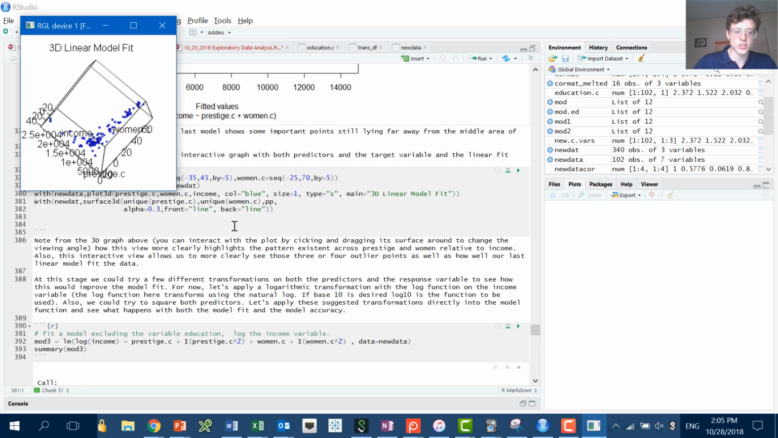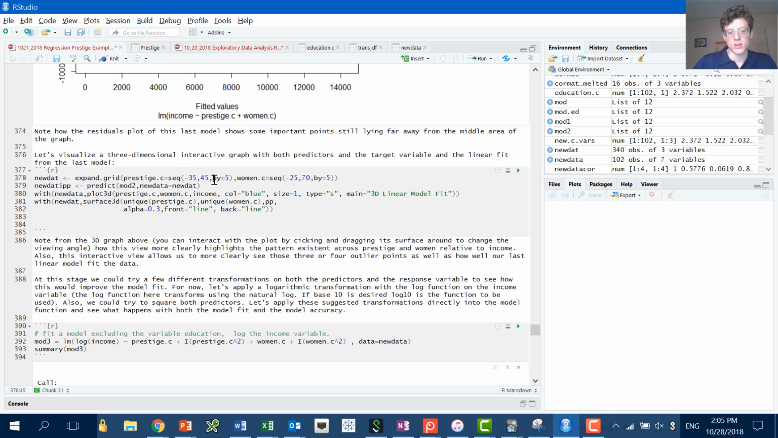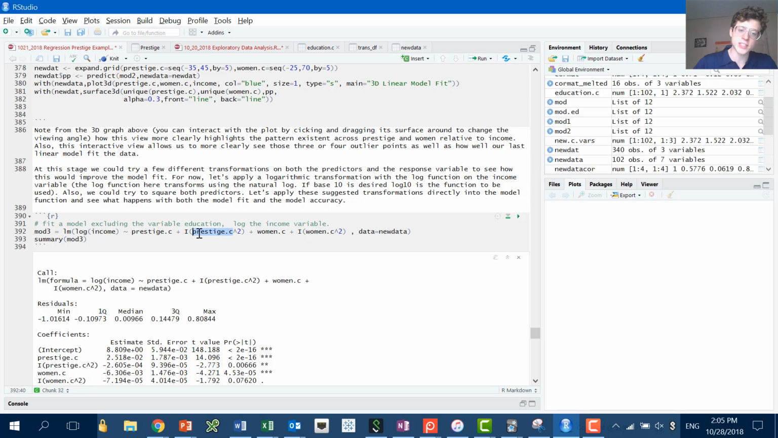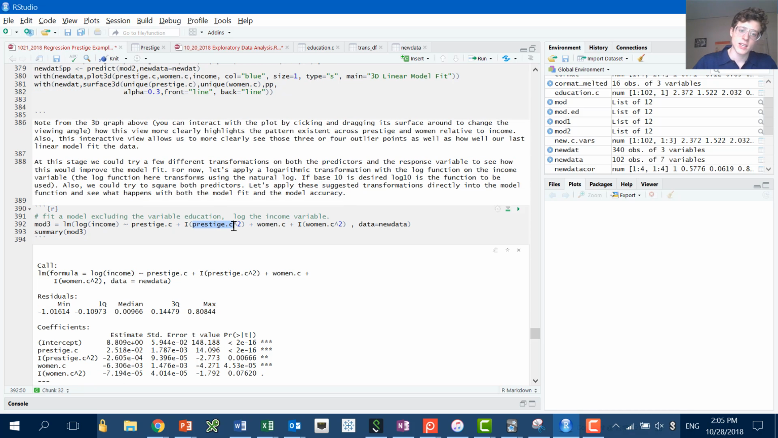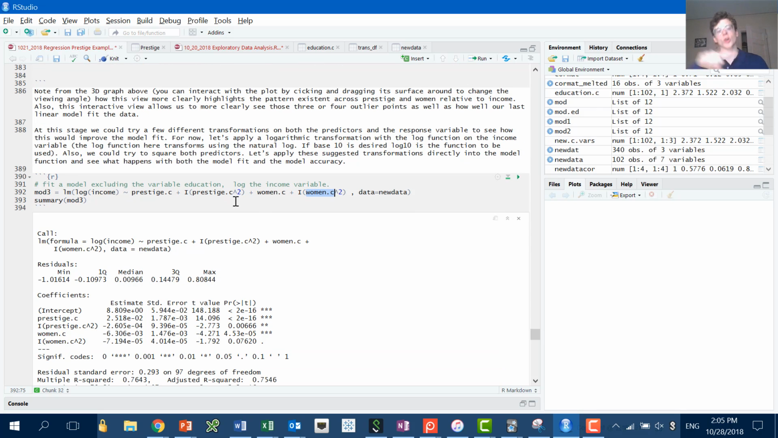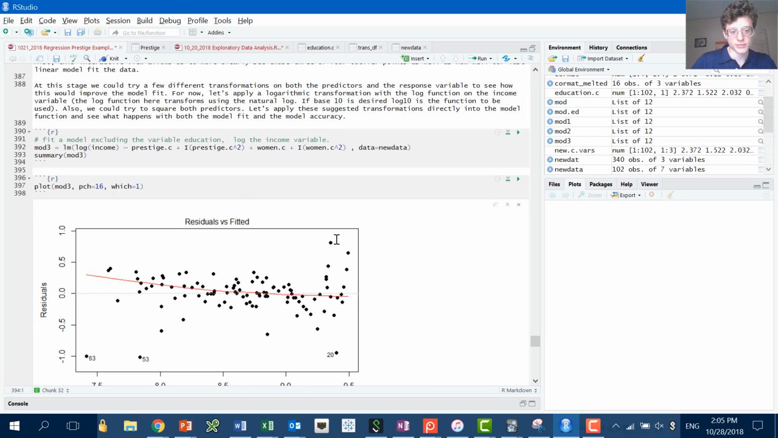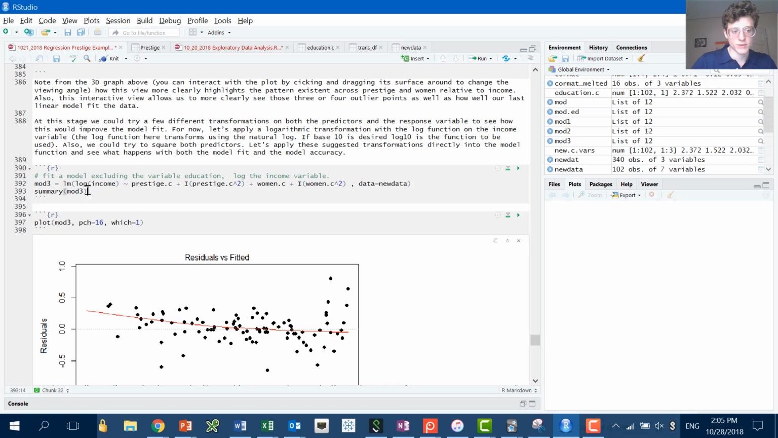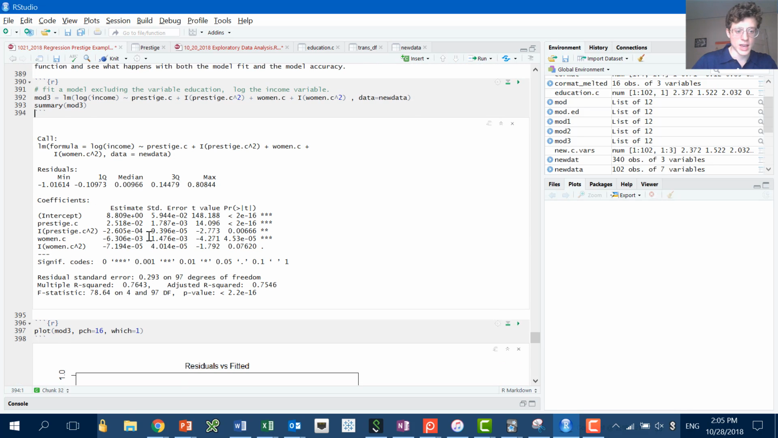A three-dimensional curve. So let's try to model income, but let's log income and let's take prestige squared and women squared. This means that you now can have a curvilinear relationship. Let's see if this improves the model. And actually it looks like it improves the model quite a bit.